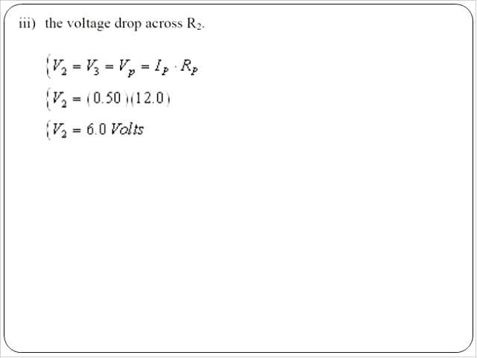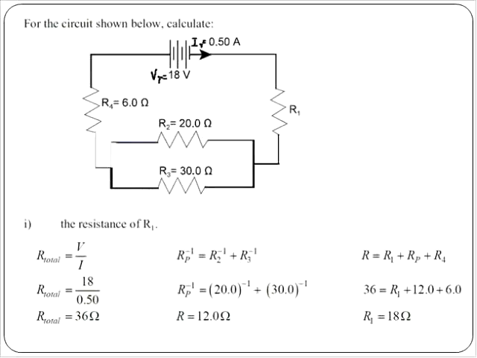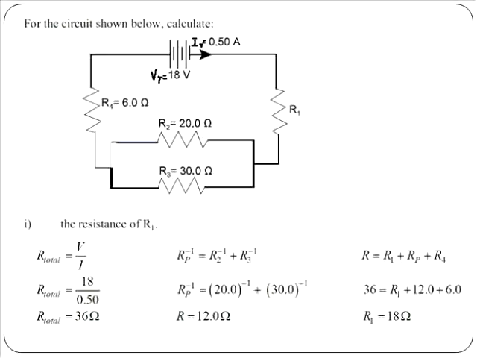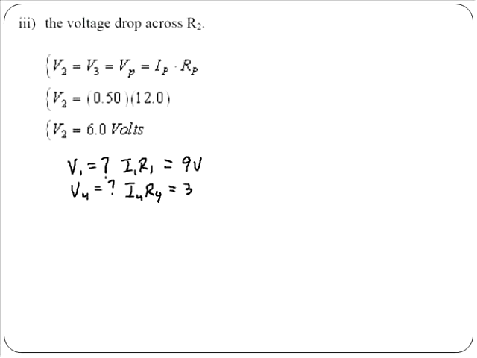So like I said, we could have found V1, and I could have found V4. And once I found those two, remember that's I1 times R1, that's I4 times R4. And that, by the way, if I go back and look, would have been 0.5 times 18, so that would have been 9 volts. And the other one would have been 0.5 times 6, which would have been 3 volts.